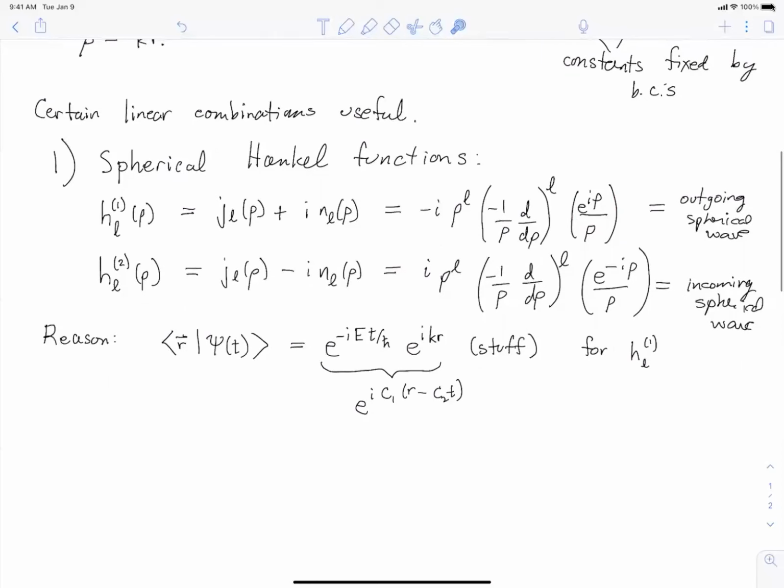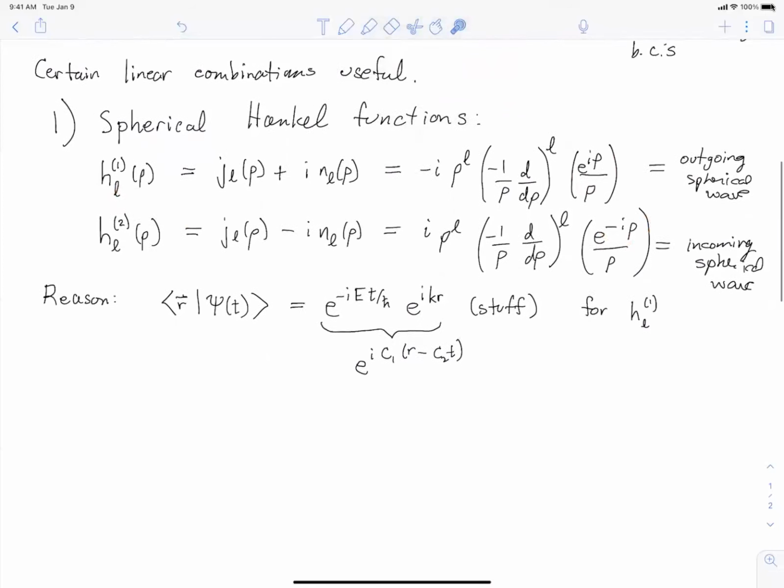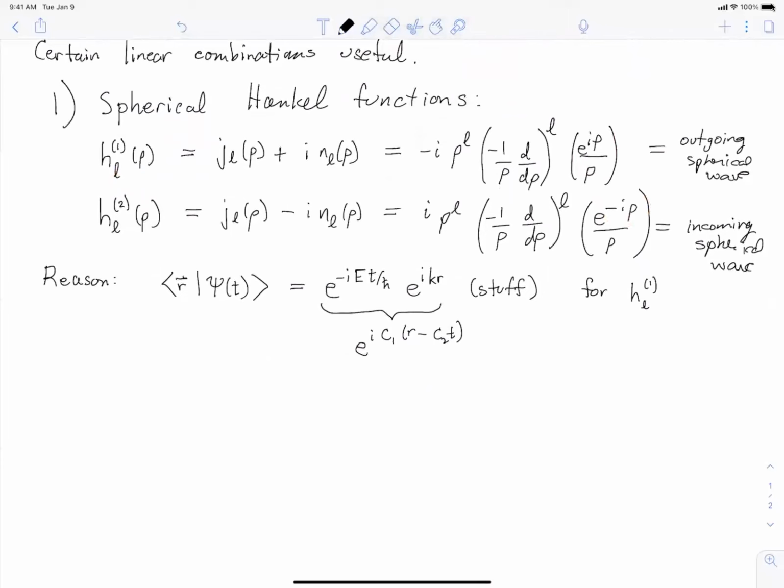outgoing wave. And similarly for the H2, nothing changes except it's got an opposite dependence on r, and so that's going to be moving the opposite direction. It's going to be an incoming spherical wave. By comparison, JL of rho and NL of rho were like standing waves because they had sines and cosines.